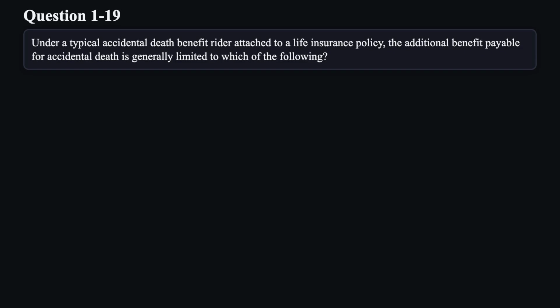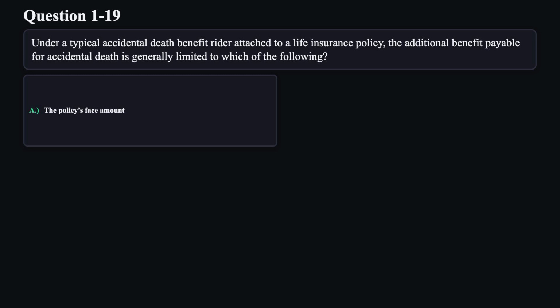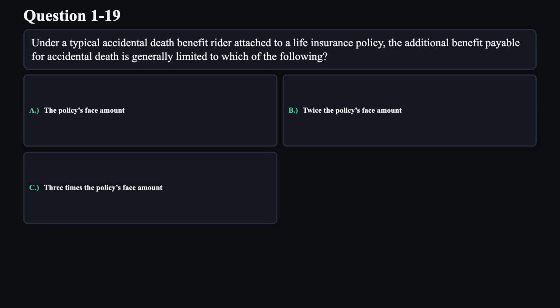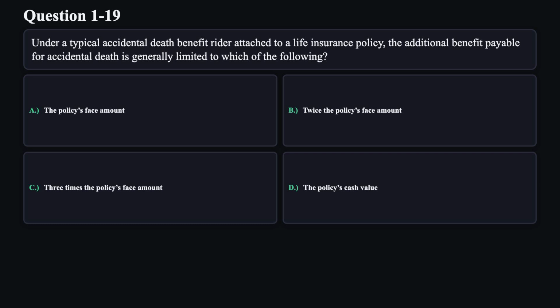Question 19. Under a typical accidental death benefit rider attached to a life insurance policy, the additional benefit payable for accidental death is generally limited to which of the following? A. The policy's face amount. B. Twice the policy's face amount. C. 3 times the policy's face amount. D. The policy's cash value.